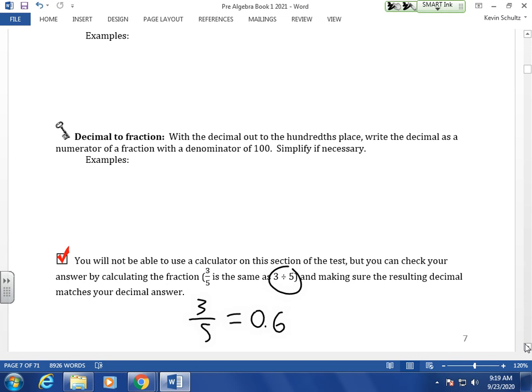Now, you'll not be able to use the calculator to check on the actual test. So I recommend doing it now so that you build that confidence, say, yes, I can do this. Yes, I know I can do this. Question in the back. No, very well. Okay, let's take a look at the second page of this then, moving right along.